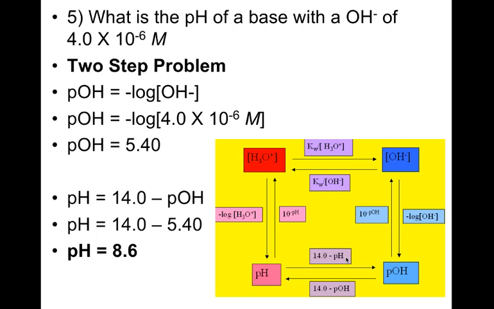So for the first step, we're going to go to pOH. So negative log of OH will get us 5.4. Then to get pH, you'll take 14.0 minus the pOH. So 14.0 minus 5.4 gives us a pH of 8.6.